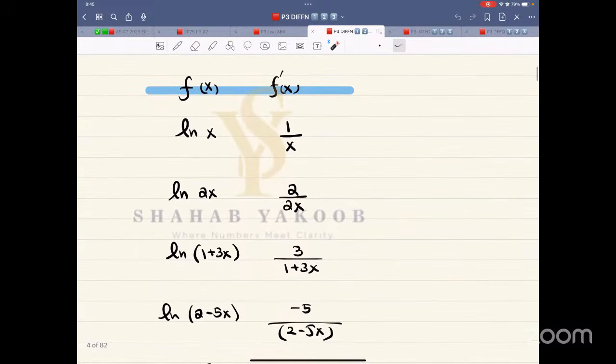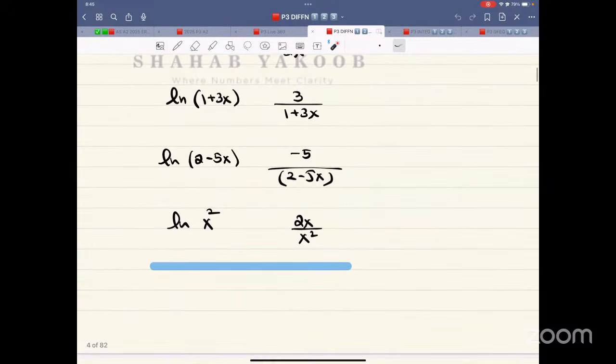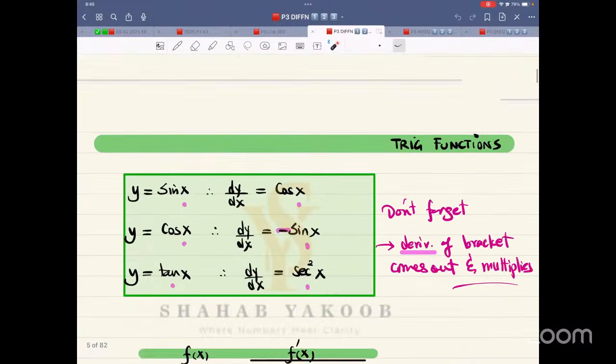Ln of x, x goes down, 1 goes up. Ln 2x, 2x goes down, 2 goes up. Yes, it simplifies to this thing. Ln of 1 plus 3x, 1 plus 3x goes down, 3 goes up. Ln of 2 minus 5x, so 2 minus 5x goes down, negative 5 goes up. Ln of x squared, x squared goes down, 2x goes up, that is 2 over x.